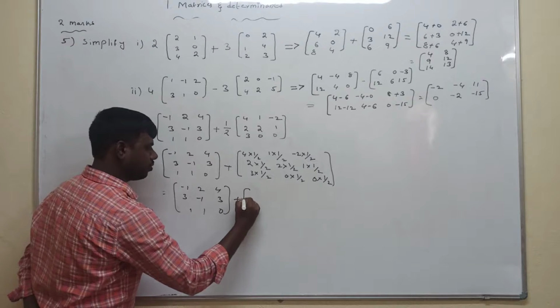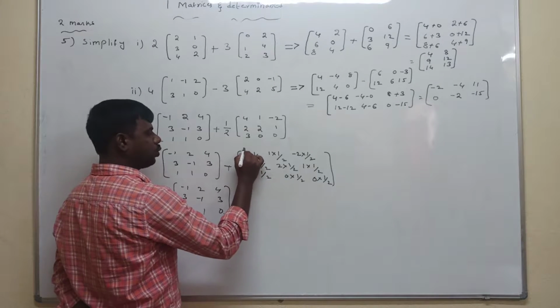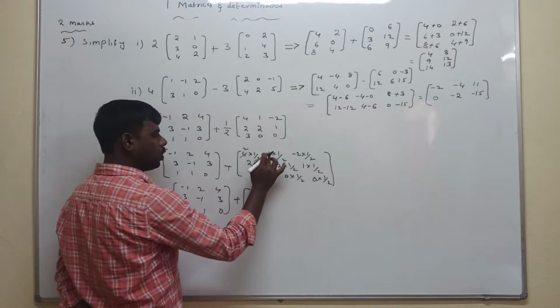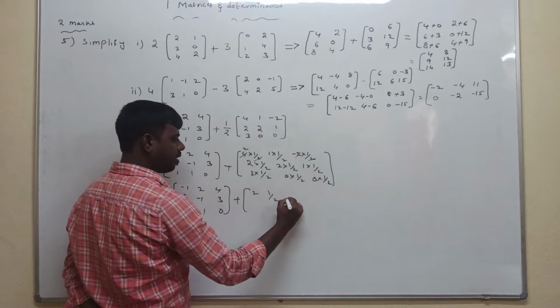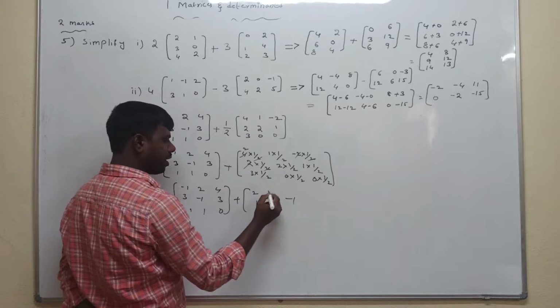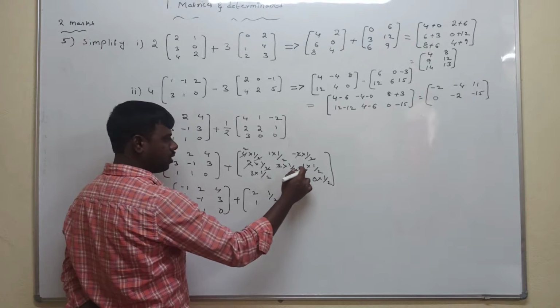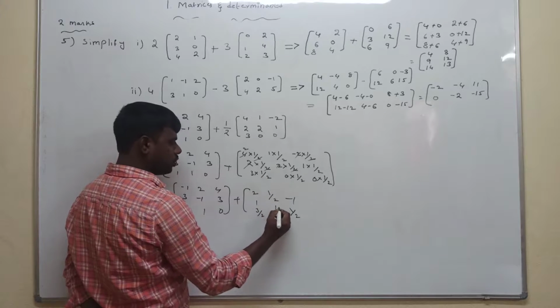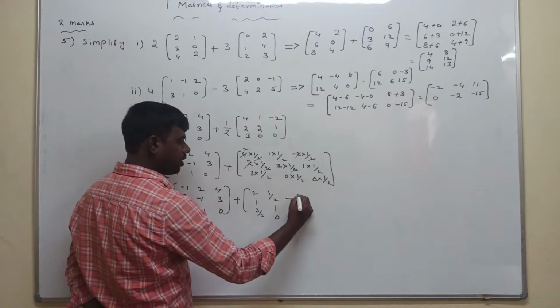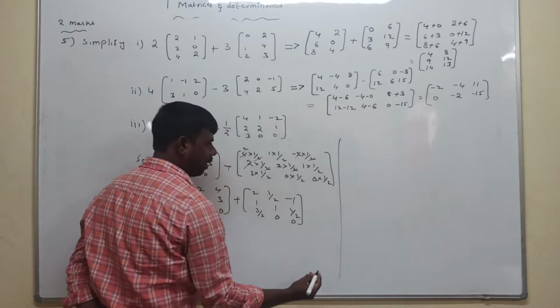Now simplify this one. 2 into 1 is 2. 1 into 1 by 2 is 1 by 2. The 2s get cancelled: minus 1. The 2s get cancelled: that value is 1. The 2s get cancelled: that value is 1. So 1 into 1 by 2 is 1 by 2. 3 into 1 by 2 is 3 by 2. 0 into anything is 0. 0 into anything is 0.